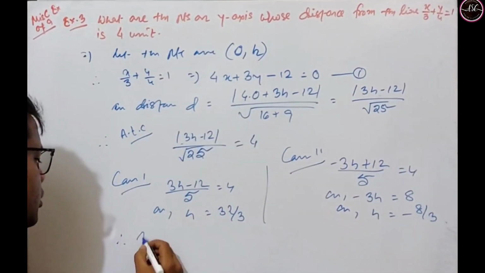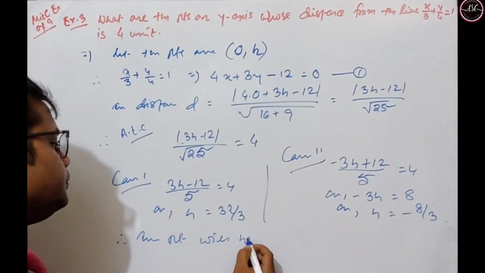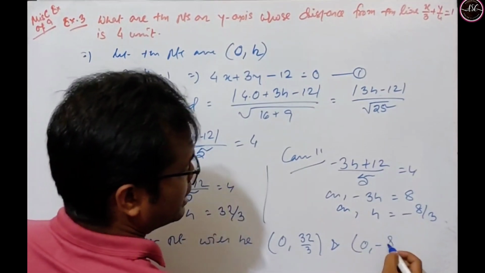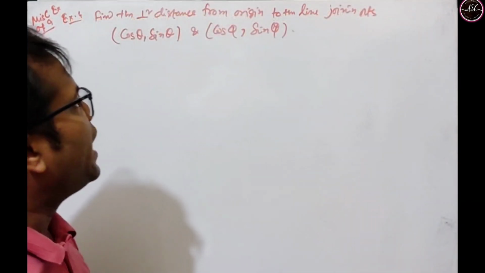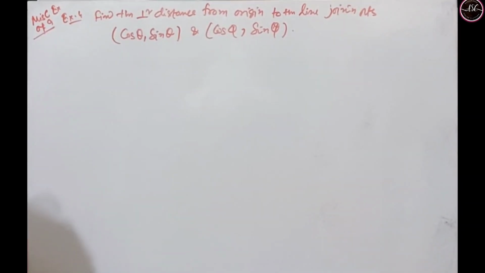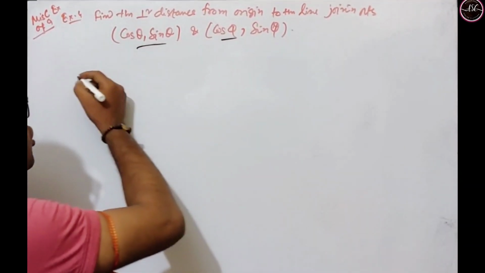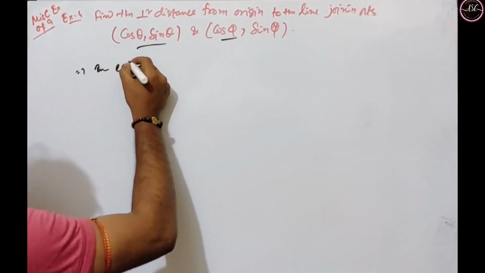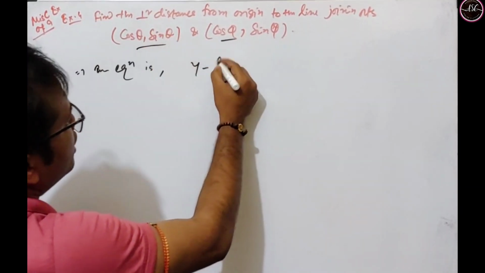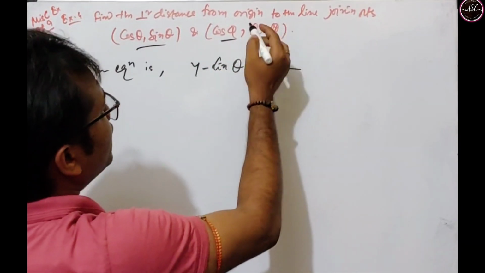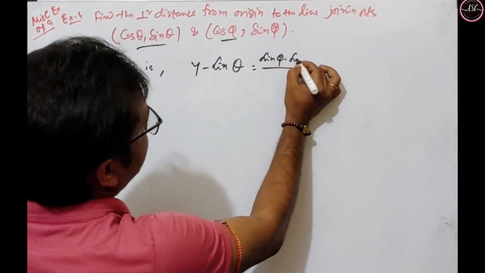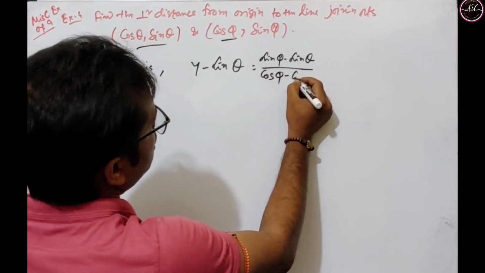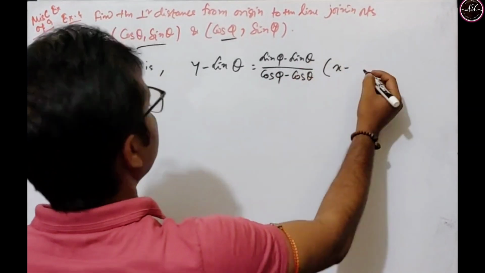So the points will be 0, 32 by 3 and 0, minus 8 by 3. Okay, clear? Now look at this question. Find the perpendicular distance from the origin to the line joining points this and this. So we first find the line passing through these points. The equation is y minus y1 equal to y2 minus y1 divided by x2 minus x1, that means y minus sin theta equal to sin phi minus sin theta divided by cos phi minus cos theta into x minus cos theta.